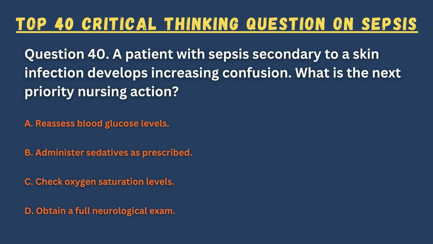Question 40. A patient with sepsis secondary to a skin infection develops increasing confusion. What is the next priority nursing action? A. Reassess blood glucose levels. B. Administer sedatives as prescribed. C. Check oxygen saturation levels. D. Obtain a full neurological exam.